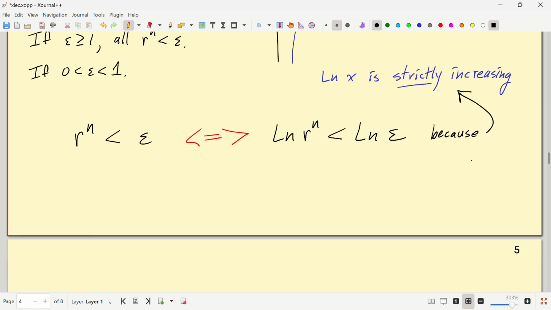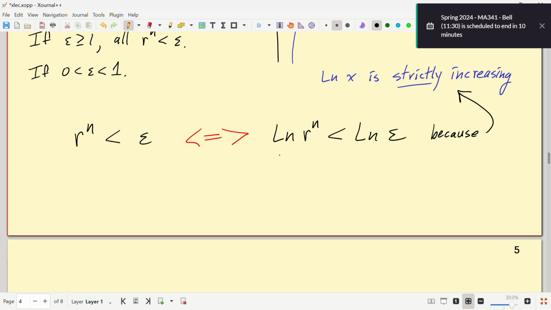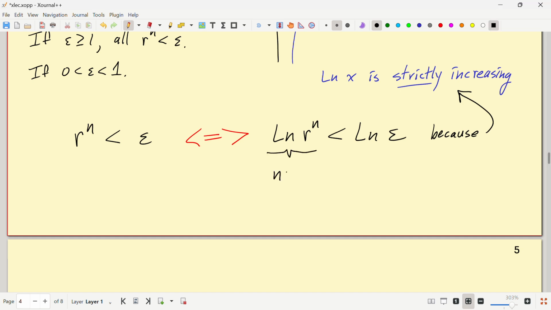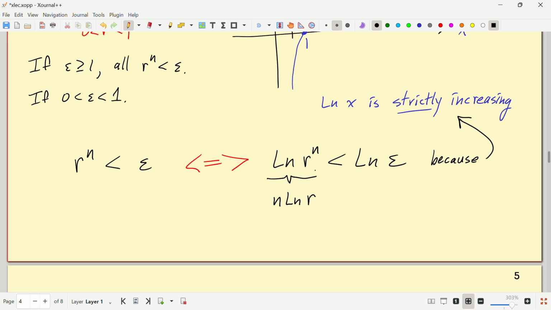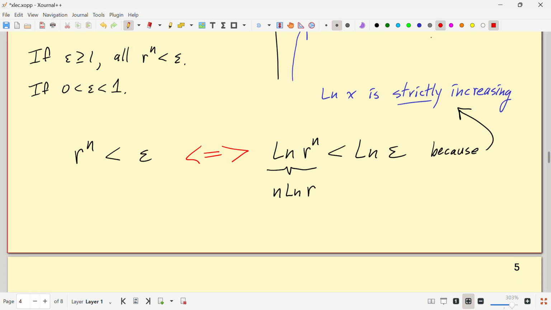Okay, so remember from freshman calculus, the log of r to the n is n log r. Well, the natural log, as you can see in the graph in the picture, if something's less than 1, the natural log is a negative number. So this log of r is between 0 and 1. This is a strictly negative number. And the log of epsilon is between 0 and 1. So it's also a strictly negative number.